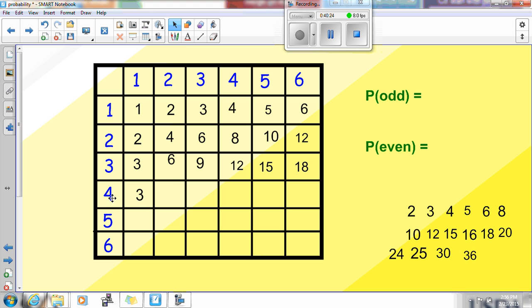Now we got a 4 and a 1. It's not going to be a 3. Let's get rid of that. A 4 and a 1 is a 4, of course.